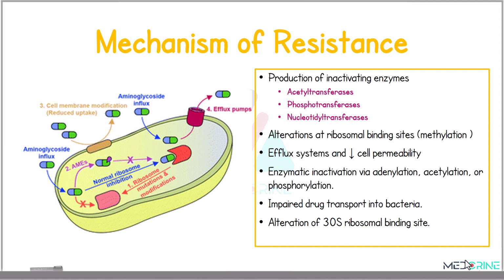Enzymatic inactivation can also occur through adenylation, acetylation, or phosphorylation. Aminoglycoside resistance can happen due to an alteration of the 30S subunit of the ribosomal binding sites for these drugs.